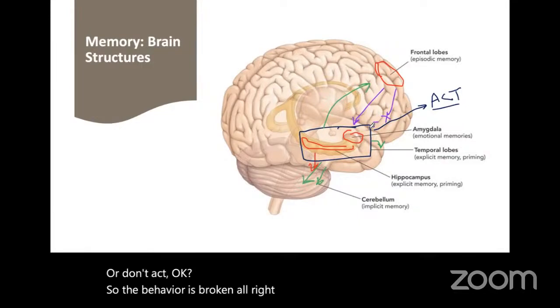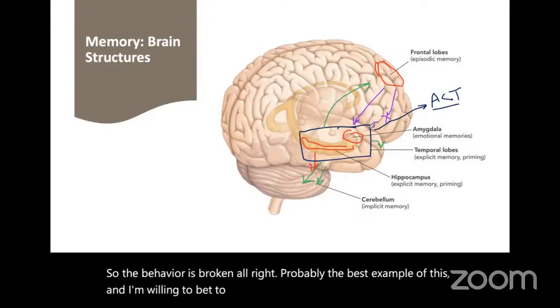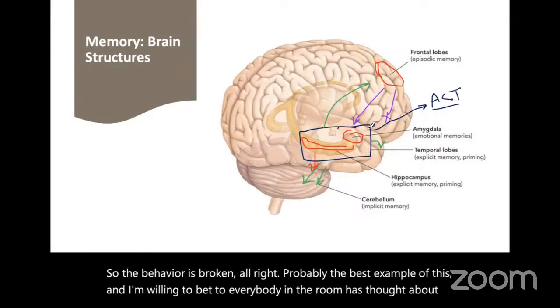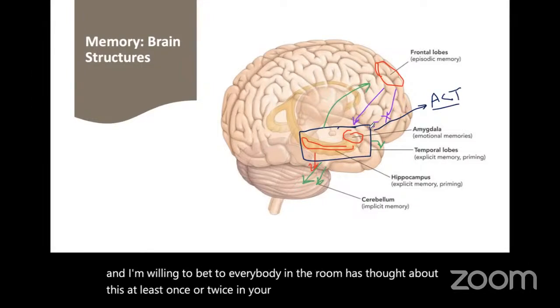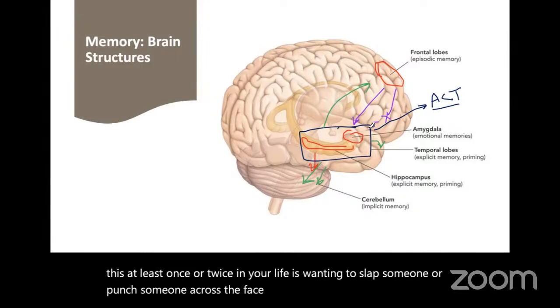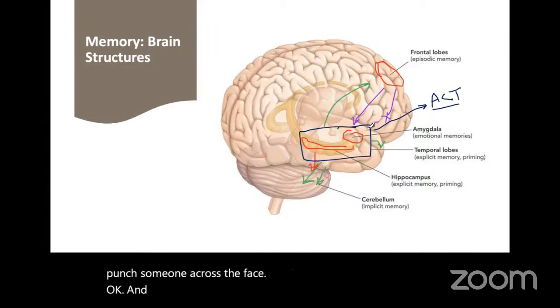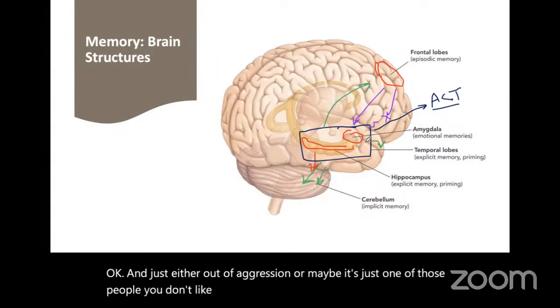Probably the best example of this, and I'm willing to bet everybody in the room has thought about this at least once or twice in your life, is wanting to slap someone or punch someone across the face, okay? Just either out of aggression, or maybe it's just one of those people you don't like, okay? That is this area of the brain.